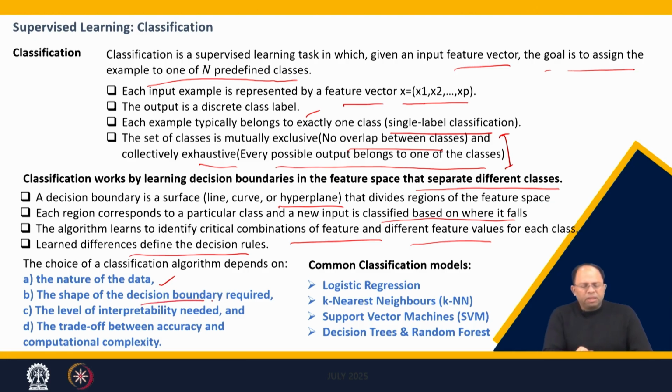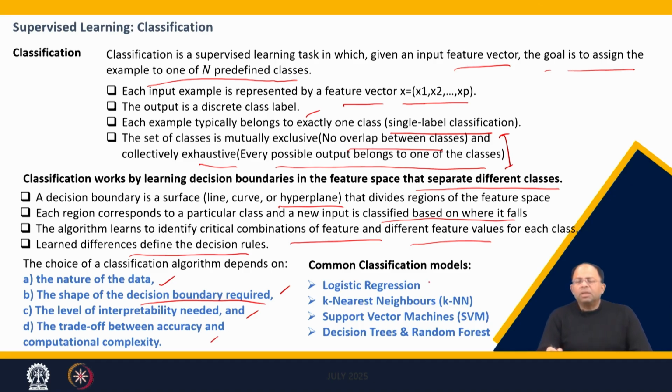Then the shape of the decision boundary required, that means is it a straight line or is it a curve, linear or non-linear, that part is required. Then the level of interpretability needed. Most models will be able to predict, but can I interpret the model, that is, which features are important, which are not? Some models would be able to do that, other models less. Then the trade-off between accuracy and computational complexity. Sometimes if the computational complexity is more, it takes more time, more CPU power. So sometimes it is a trade-off between accuracy and computational complexity.